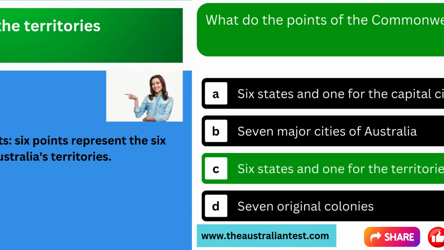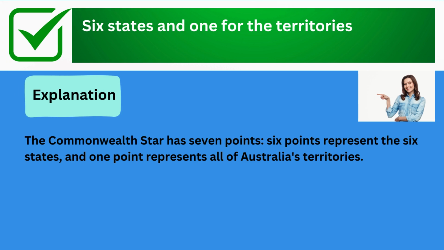The correct answer is 6 states and 1 for the territory. Explanation: the Commonwealth Star has 7 points. 6 points represent the 6 states, and 1 point represents all of Australia's territories.